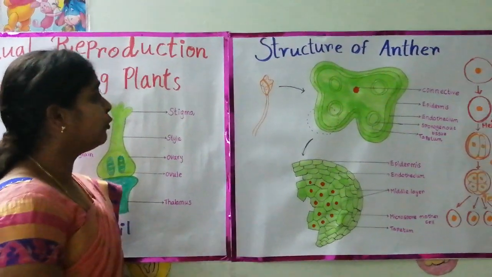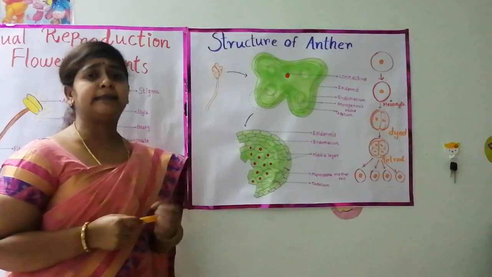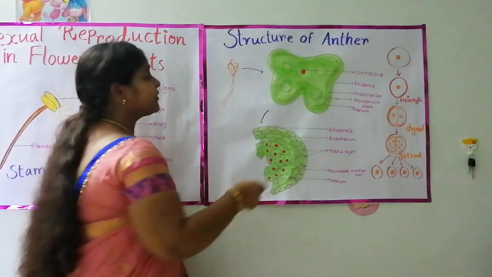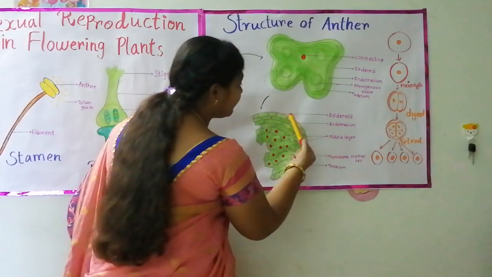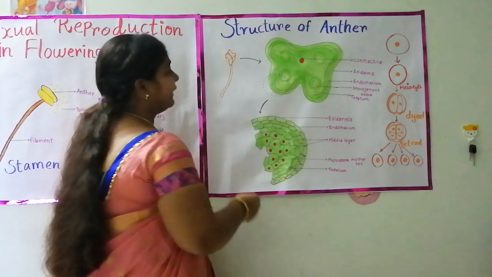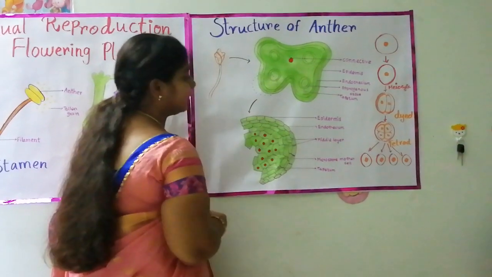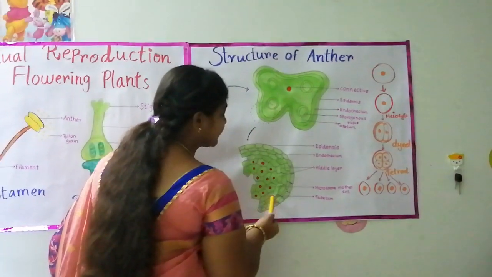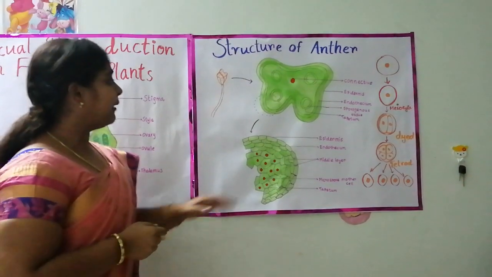If we come to the sectional view of the anther, this is the sectional view. When we see the anther under a high-power microscope, we can see this kind of structure. The outermost layer is the epidermis, and below the epidermis there is a layer called the endothecium. After the endothecium there is a middle layer, and inside there is the microspore mother cell, and inside the middle layer there is the tapetum. This is about the structure.